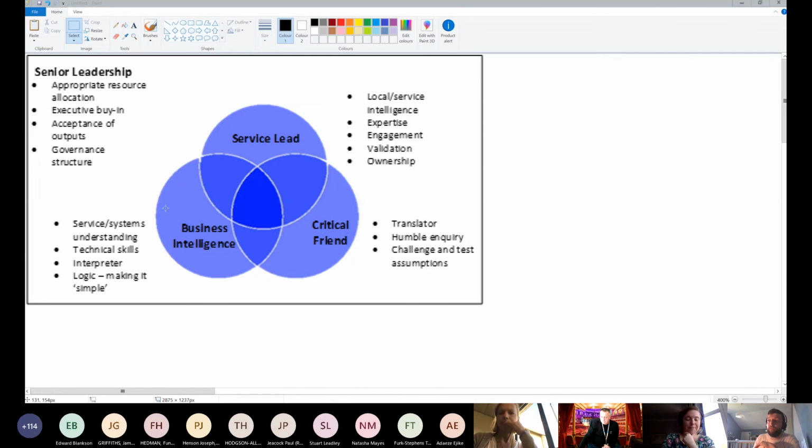So yes, absolutely, 100% agree. Your business intelligence or your data analysts probably don't understand the patient pathway as well as your service leads or your senior leadership or your clinicians as well. And clinicians really should be in here as well. But it's part of working as this project team that's really important.